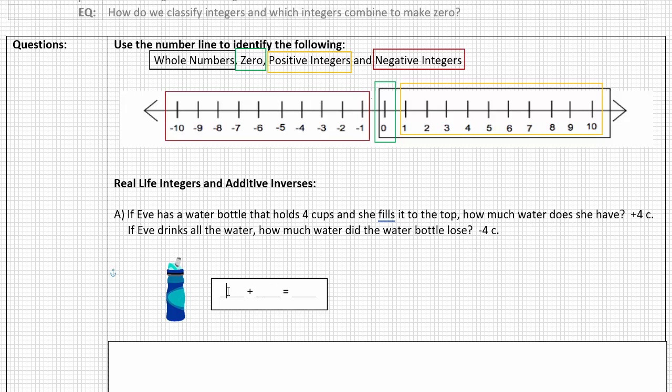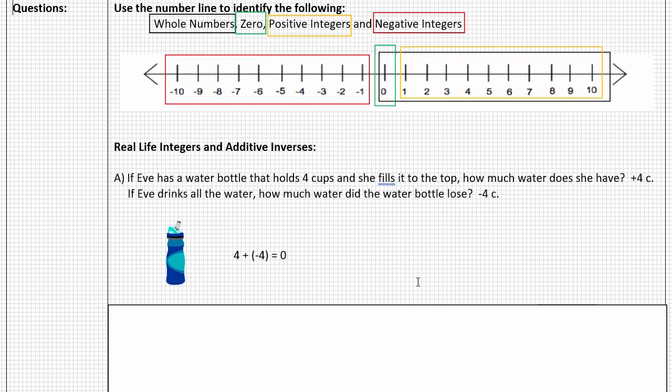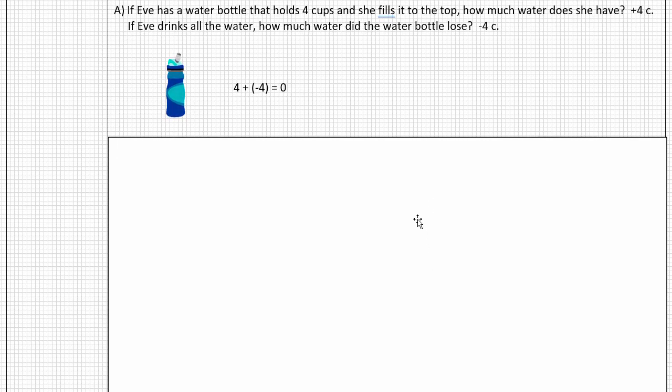What happens if we add a +4 and then a -4? What's that going to combine to be? We take +4 cups of water and add to that the -4 cups it lost. How much water do we have left? Well, the answer would be 0, right? 4 plus -4 equals 0. So there's one set of integers that combine together to make a 0. Let's take a look at our second example.